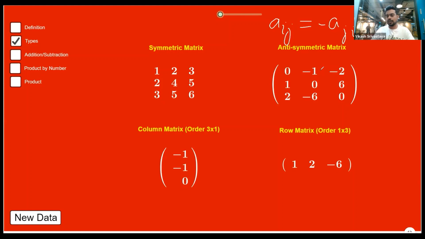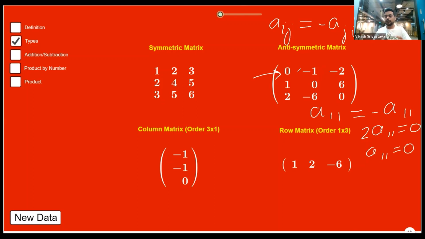And as you can already guess, why are the diagonal elements 0? If I try to validate this condition for this particular element, which is A11, by the condition we should have A11 equal to minus A11. So 2A11 is equal to 0. That means A11 will be equal to 0. In the case of an anti-symmetric matrix, by the very definition, the diagonal elements are going to be 0. As you can see, all the diagonal elements are 0.